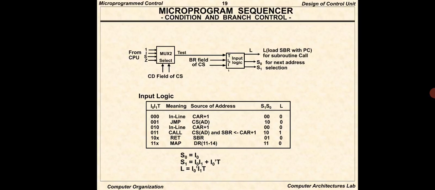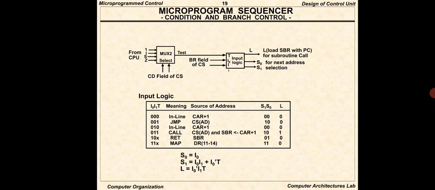From the condition field, based upon the condition, that test value will be generated. So with these 3 bits, how many combinations do we have? A total of 8 combinations. Based upon these 8 combinations, what are the 8 different types of operations it is going to perform? If it is 0 0 0, it is inline sequencing. If it is 0 0 1, it is a jump.